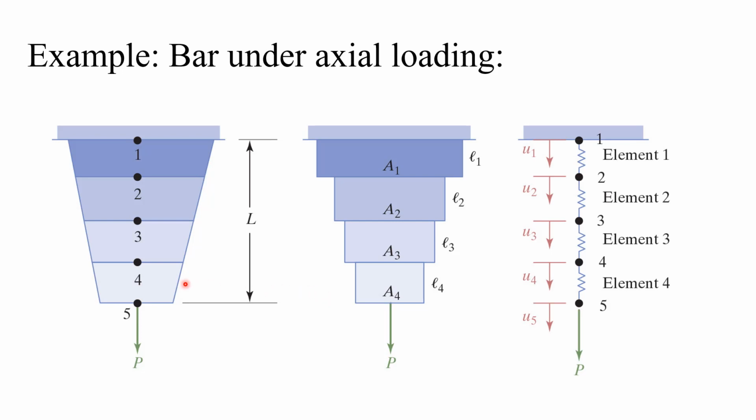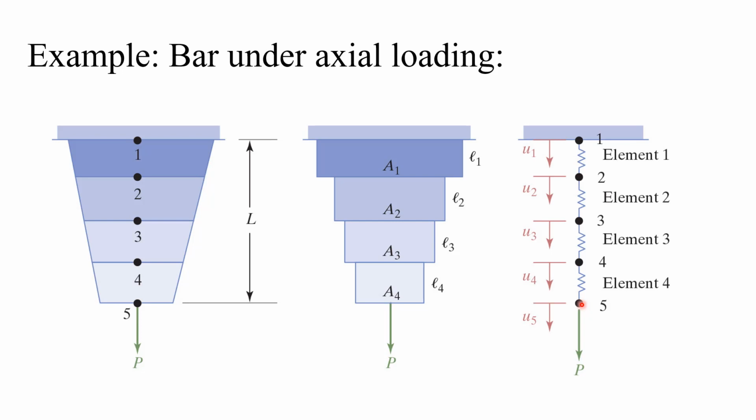So here you can see a bar with changing cross section. We are going to change this into a finite element format of it, a finite number of elements. So we are using 4 elements. So with 4 elements we will have 5 nodes. So you can see that the number of nodes is equal to the number of elements plus 1.